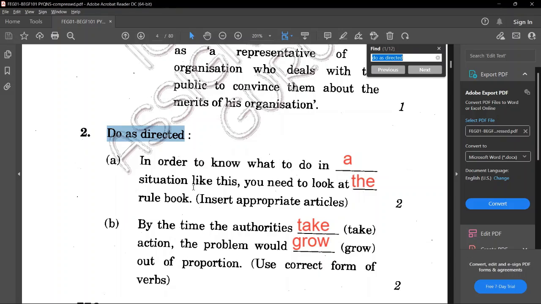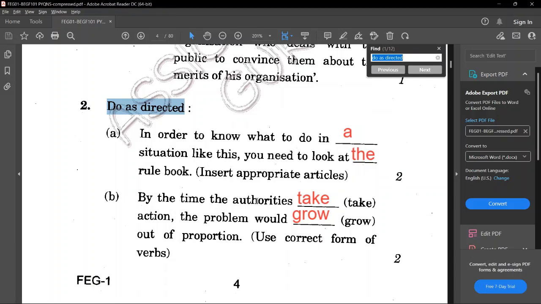Next, in order to know what to do in a situation like this, you need to look at blank rule book. So here we are using the because first case, an will definitely not come because it starts with the letter R, which is not a vowel. So the only thing we are left with are a and the. But in this case, we are using the because we have to look at a specific rule book. So for words that are specific, the is used, and for words that are not specific, a and an is used, depending on whether the next word starts with a vowel or a consonant. So this sentence will be read as follows. In order to know what to do in a situation like this, you need to look at the rule book. Let's go to the next one.